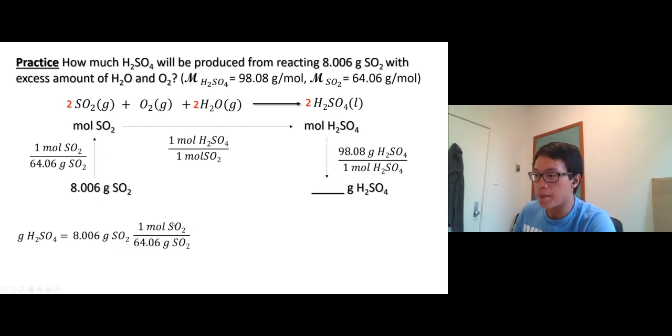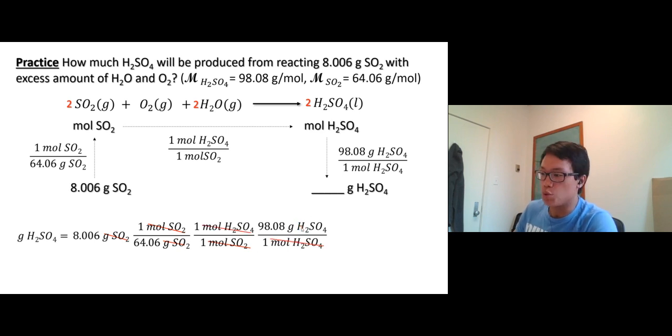Grams to moles of sulfur dioxide: put grams at the bottom, moles at the top. Cancel out. Moles of sulfur dioxide to moles of sulfuric acid, they are a 1-to-1 ratio. Cancel out as well. Lastly, moles of sulfuric acid to grams of sulfuric acid. I'm going to put moles of sulfuric acid at the bottom, grams at the top. Moles cancel with moles, you get grams right there. Do the math right there.